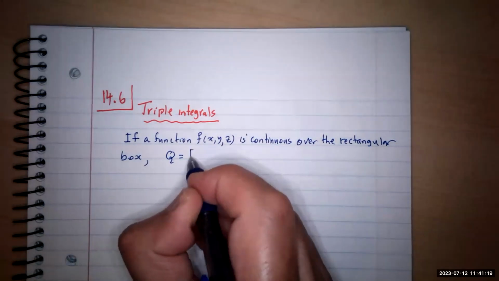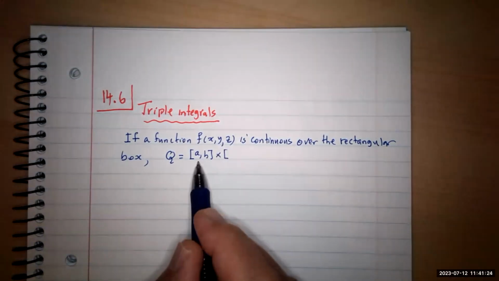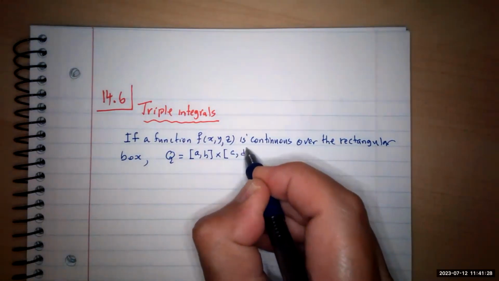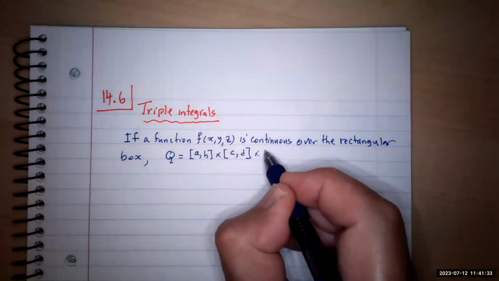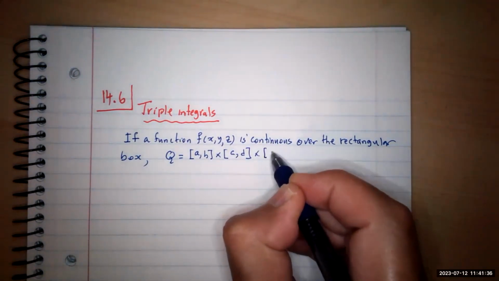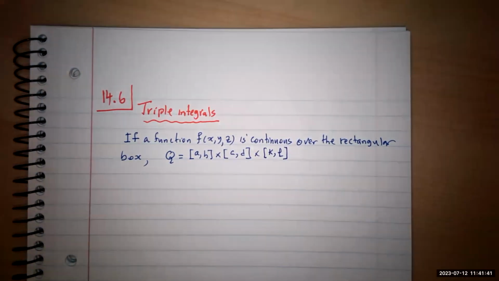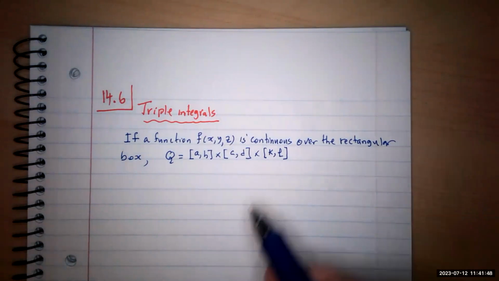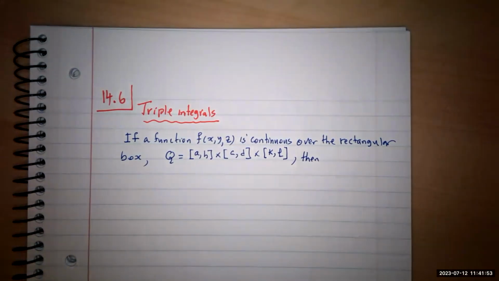So the first one is [a, b] cross, this means x is between a and b. [c, d], this means y is between c and d. Cross, let's say we go with [k, l], this means z is between these. So if your function is continuous on this box, then we can define the triple integral by those iterated formulas.